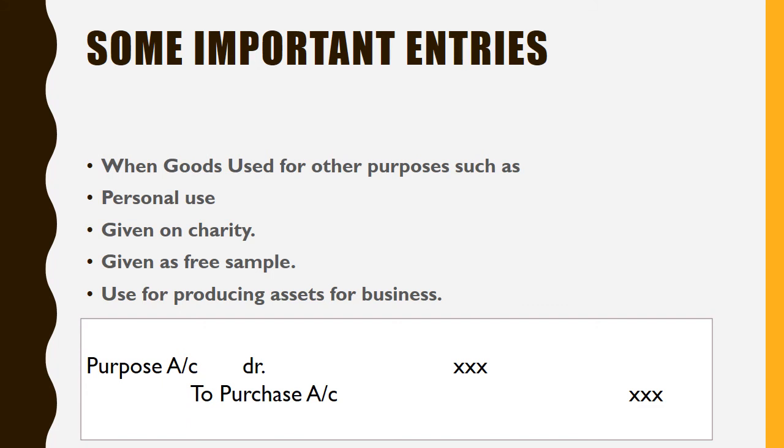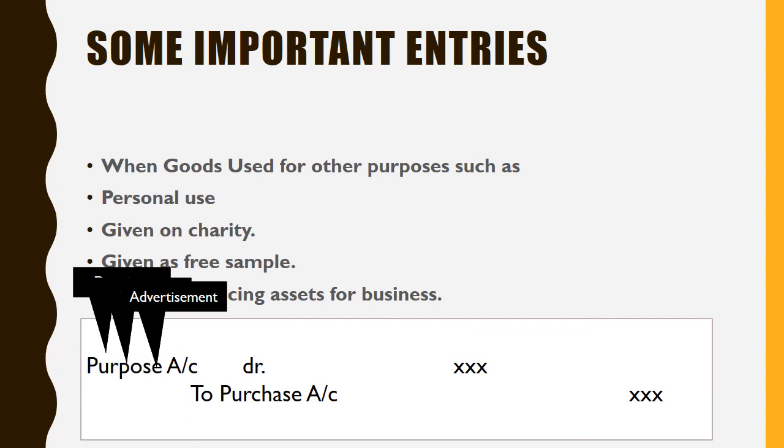Here purpose will be replaced according to question. अगर वो पर्सनल यूज होगा तो यहाँ पे ड्राइंग्स आएगा, अगर वो चैरिटी होगा तो चैरिटी आएगा, अगर हमने सैंपल के रूप में दिया होगा तो एडवर्टीजमेंट आएगा, और अगर हमने एसेट्स प्रोड्यूस करने के लिए यूज किया तो उस एसेट के नेम से आएगा. Now for example, if we use that goods for producing asset, entry is asset account debit to purchase account.